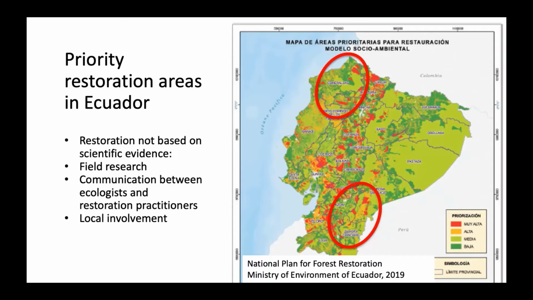Here we have a map of the priority regions for restoration in Ecuador. You can see that our study areas in the north and in the south need urgent interventions. However, restoration is rarely done using guidelines based on solid ecological research. There is usually a lack of communication between restoration ecologists and restoration practitioners, and often local involvement is very deficient. These are issues we need to overcome in order to improve our work.